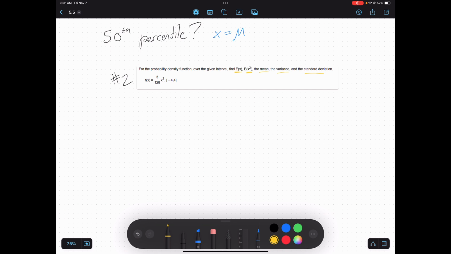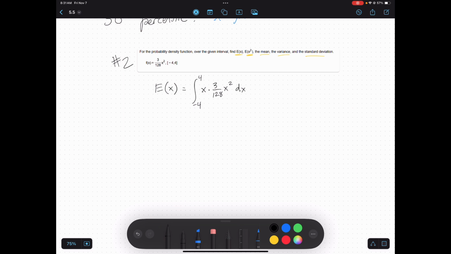I can actually use integration to solve for these different things given a probability density function. So how do I do that? Well, let's start with E of x, the expected value. I can find that by integrating the probability density function over its entire domain, so -4 to 4, with an extra x multiplied on. So I get x times my probability density function, 3 over 128 x squared dx.